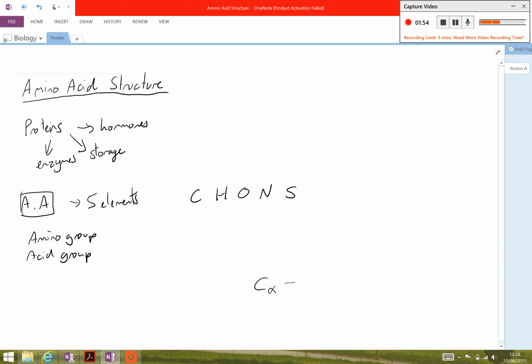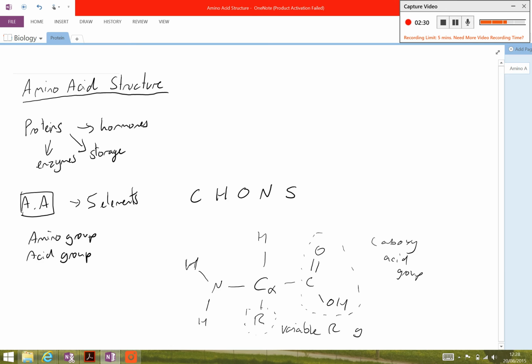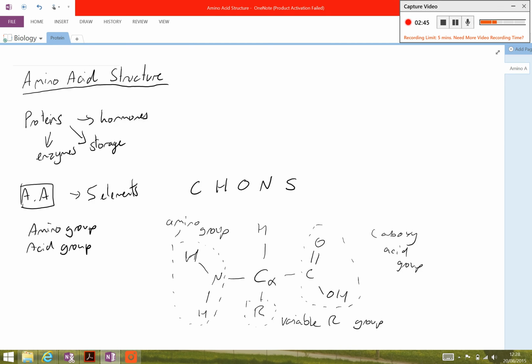On this side you have what is called the carboxy acid group, which looks a little bit like this. Down here you have the R group. Up here we have a hydrogen, and to this side is our amino group. Looks a little bit like this. So there we go. Here is our carboxy acid group. This is our R group, which changes with each amino acid. So this is a variable R group. And over this side, we have an amino group. So we have our basic structure of amino acids.